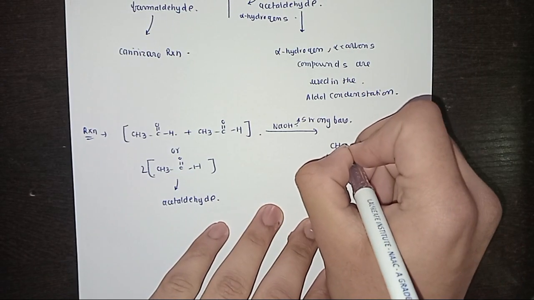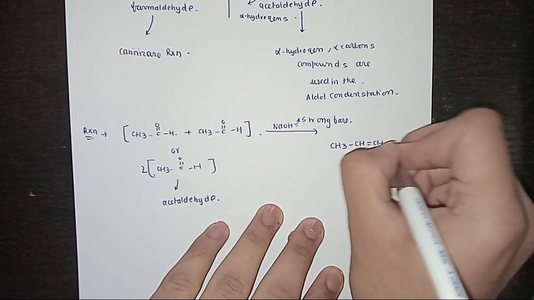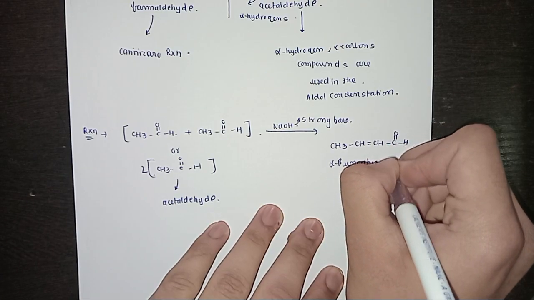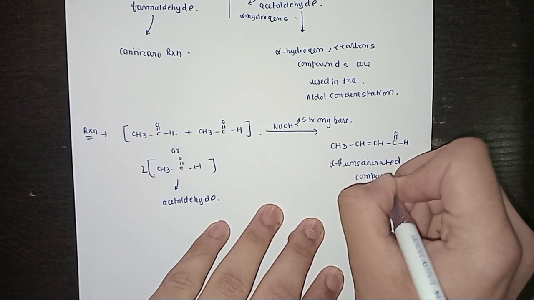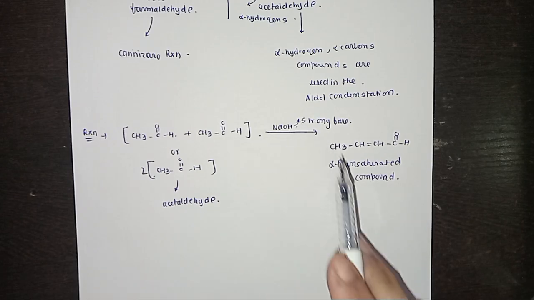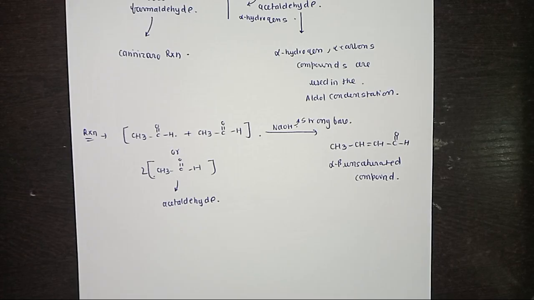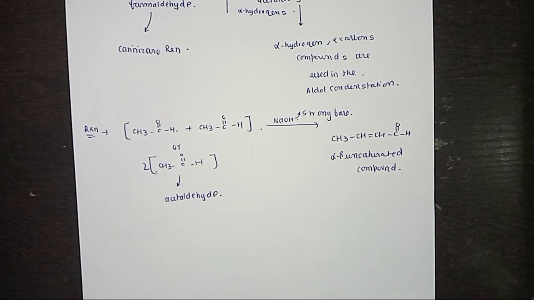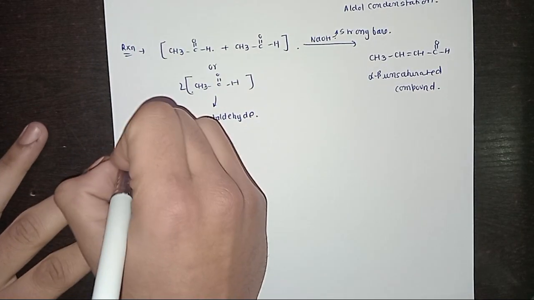Now it will form this compound, which is an alpha beta unsaturated compound. So basically, what is happening in the reaction is that when 2 moles of acetaldehyde, which have alpha carbon and alpha hydrogen, react in the presence of a strong base, they give the alpha beta unsaturated compound. We don't know how this alpha beta unsaturated compound is formed, so for that we have to study the mechanism of this reaction.